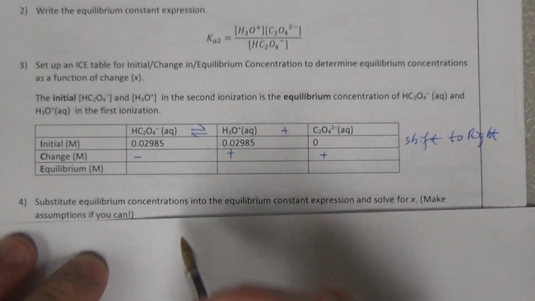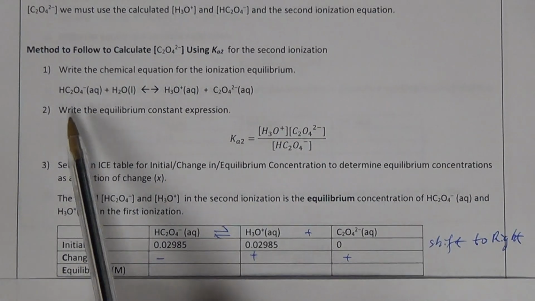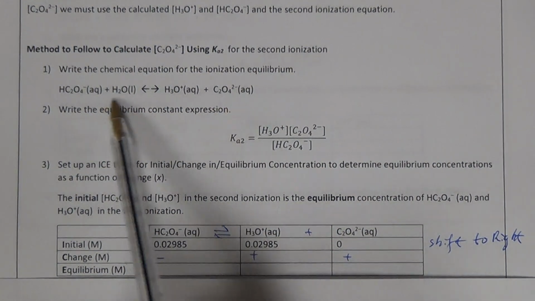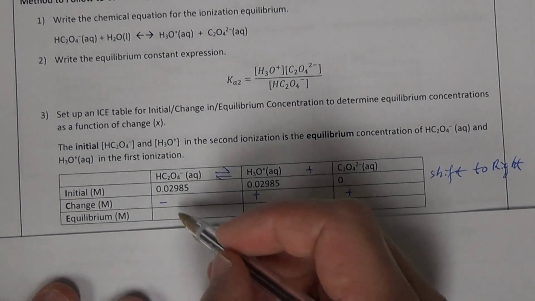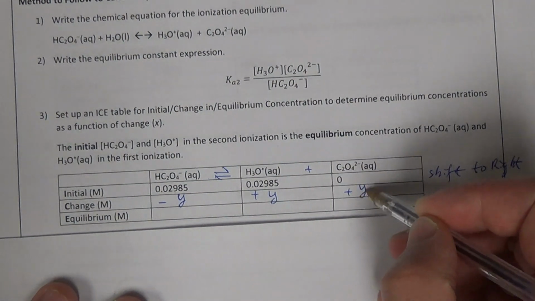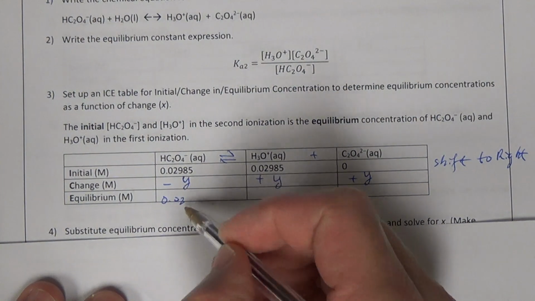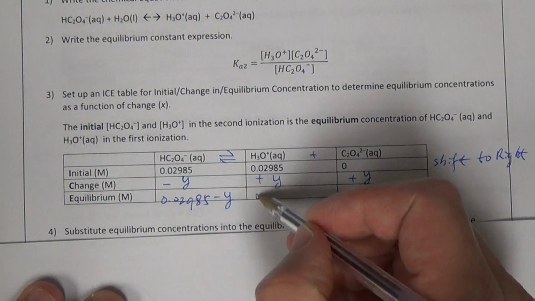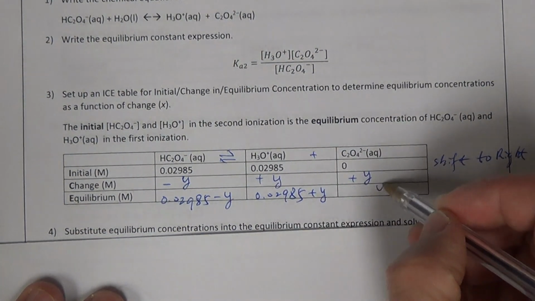So this time, we will again examine their coefficients. We can see the coefficient for this one is 1, for this one is 1, for this one is 1. So this is the equilibrium we talk about here. We'll use a new name. We'll call that Y and Y and Y here. So therefore, this becomes 0.02985 minus Y, and this becomes 0.02985 plus Y, and this becomes simply Y.